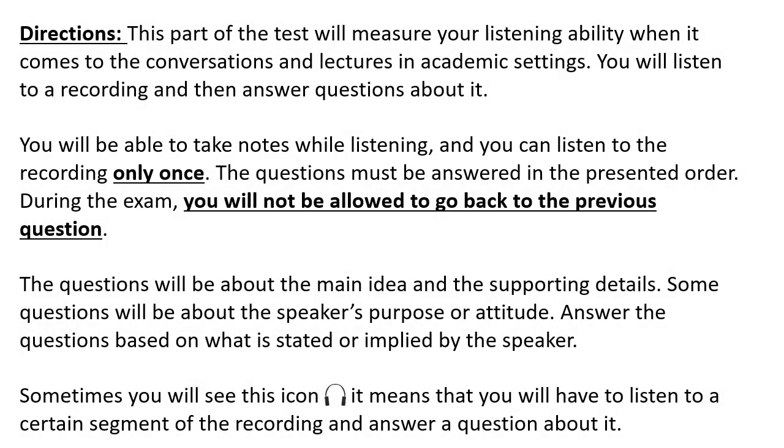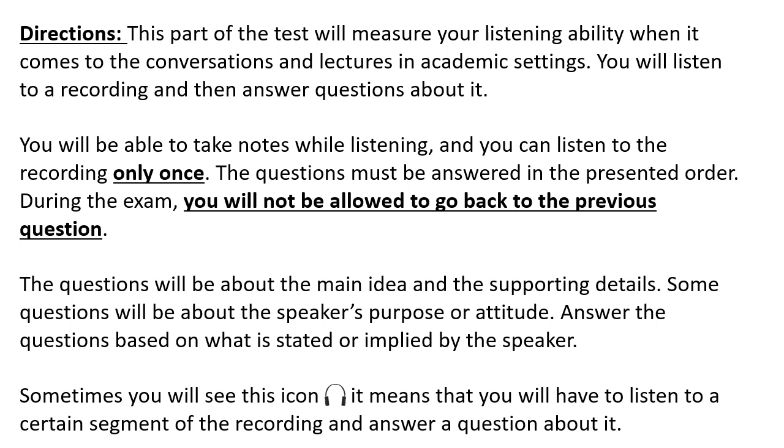This part of the test will measure your listening ability when it comes to the conversations and lectures in academic settings. You will listen to a recording and then answer questions about it. You will be able to take notes while listening, and you can listen to the recording only once. The questions must be answered in the presented order.